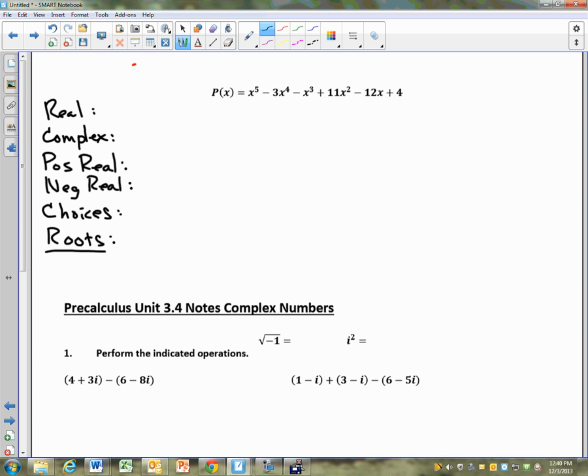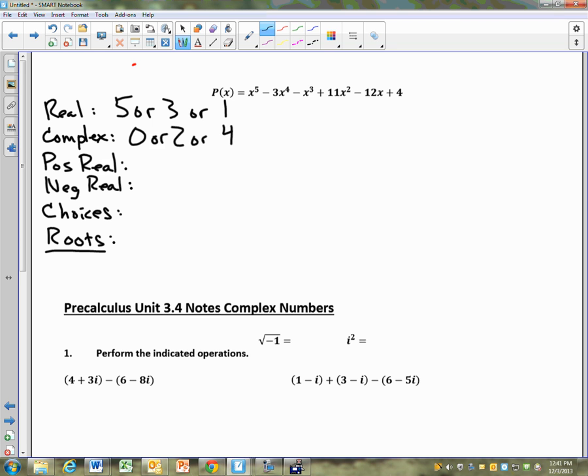Let's do it. How many possible real could you have? 5. How many complex would you have then? 0. If I did have complex, they come in pairs of 2, so I would have 0 or 2 or 4. So if I had 2 complex, how many real would I have? And if I had 4 complex, I would have, see the relationship there?